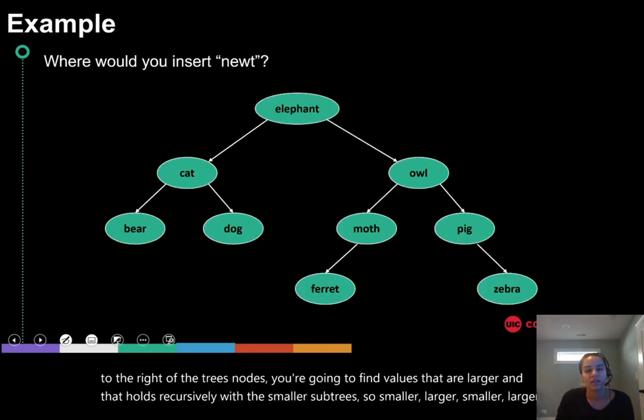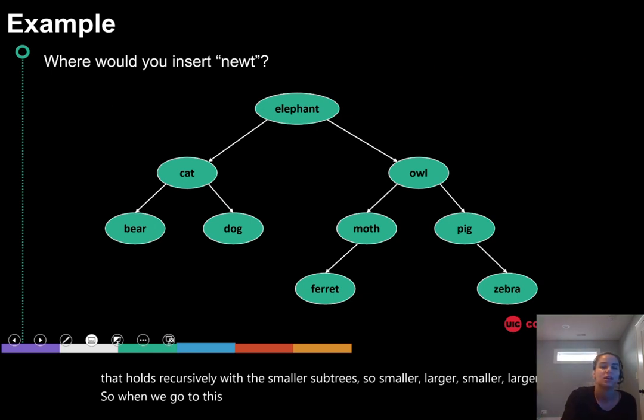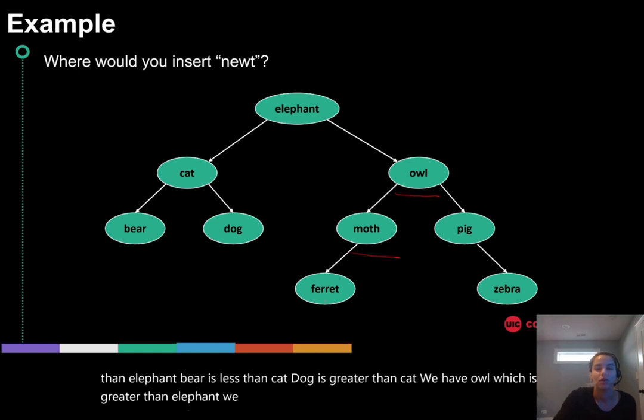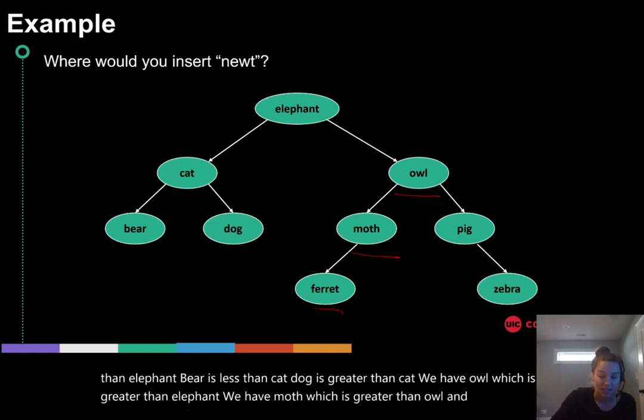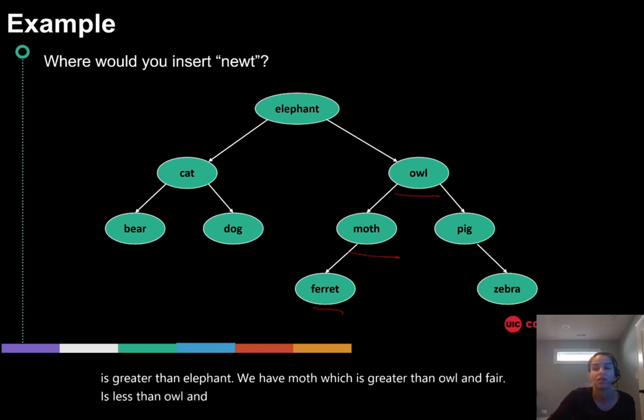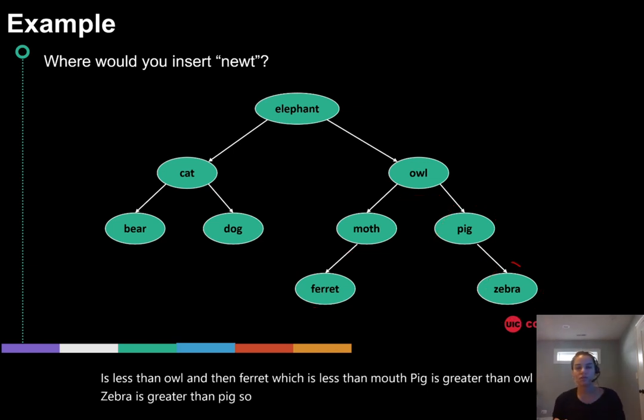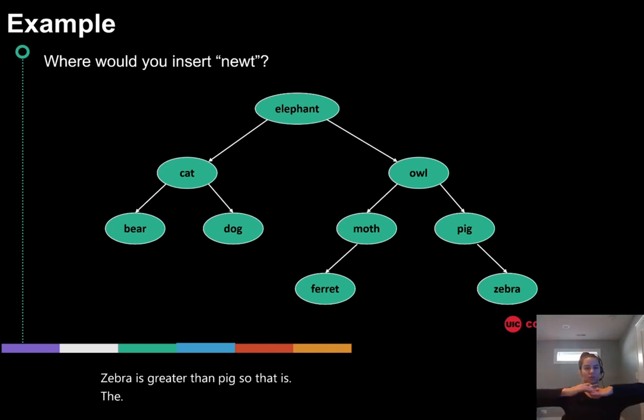So when we go to this example, we have the same thing. You can see cat is less than elephant, bear is less than cat, dog is greater than cat. We have owl, which is greater than elephant. We have moth, which is greater than owl, and ferret is less than owl, and then ferret, which is less than moth. Pig is greater than owl, zebra is greater than pig. So that is a factor of starting off with it in sorted order and then folding it recursively.